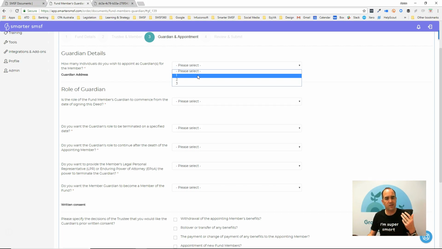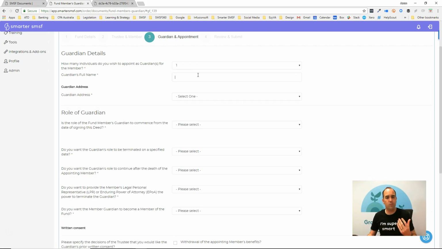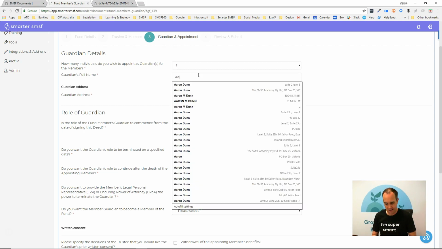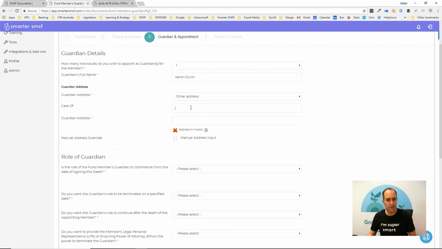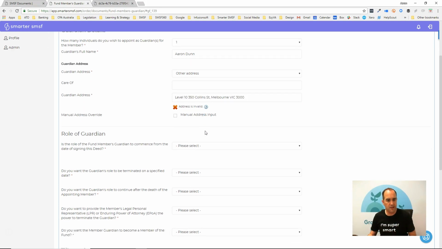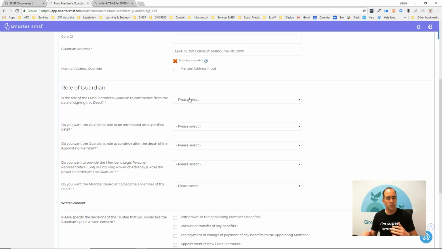So how many guardians are we going to appoint here? And then we're going to put in that specific name. So if we just say that's going to be me as the guardian here, we put in the specific address of that guardian, and then once we establish all the particulars of the guardian, we are then looking at the role and activities that fit around what the guardian is going to be able to do and will be allowed to ultimately do.